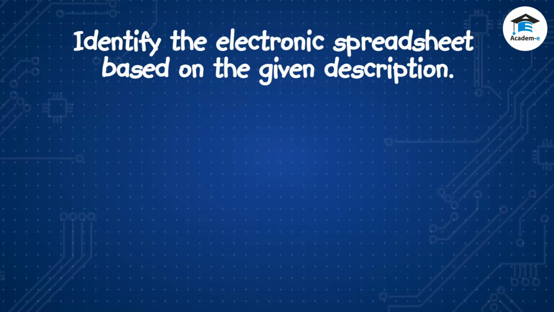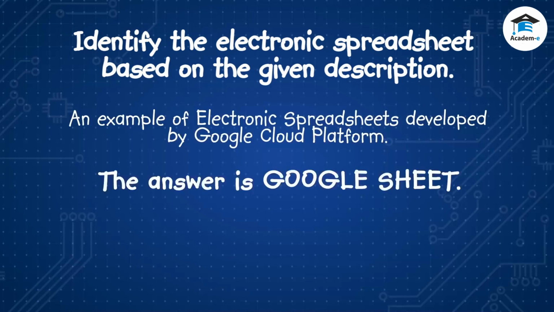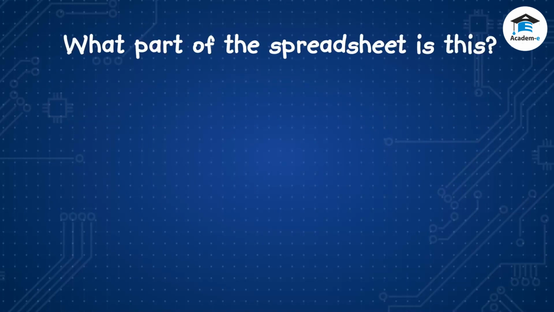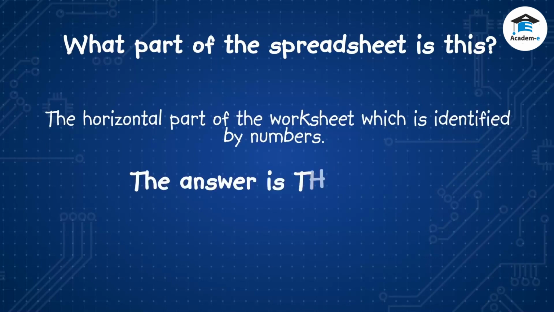Identify the electronic spreadsheet based on the given description. An example of electronic spreadsheets developed by Google Cloud Platform. The answer is Google Sheet. What part of the spreadsheet is this? The horizontal part of the worksheet which is identified by numbers. The answer is the rows.